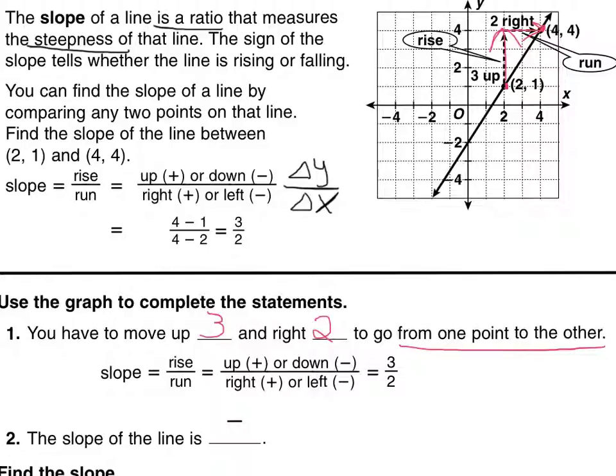Okay, the distance that we go up or down is our rise, and in our example we went up 3, so that number 3 goes in the numerator. And then we had to go to the right, which is our run, and that number goes in the denominator. We went to the right 2. So our slope is 3/2 for that example.